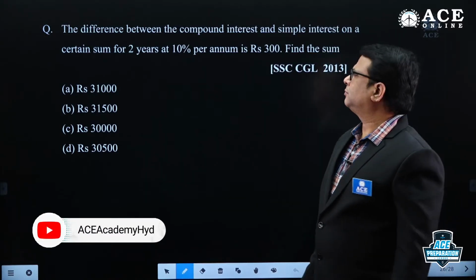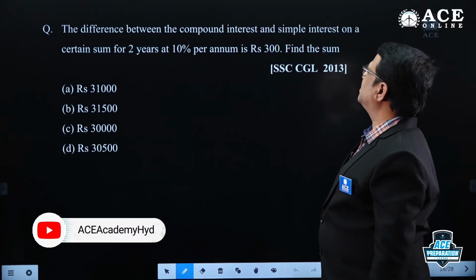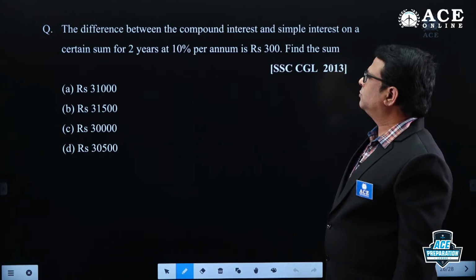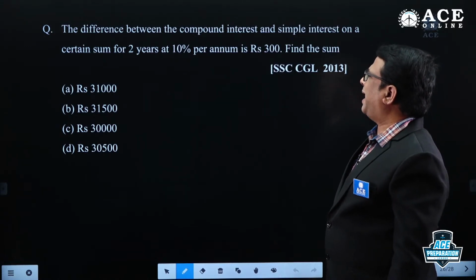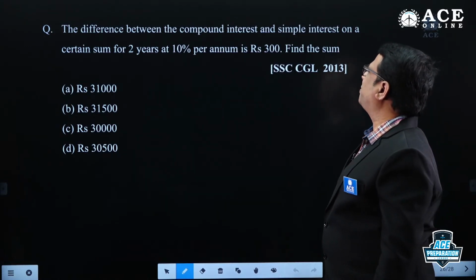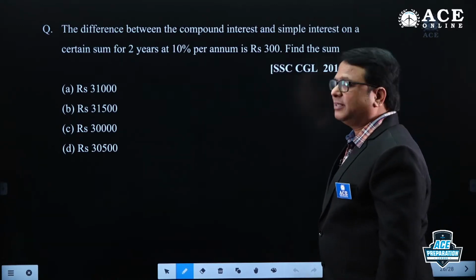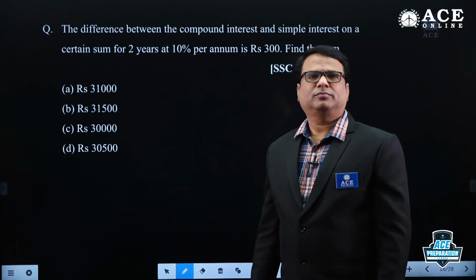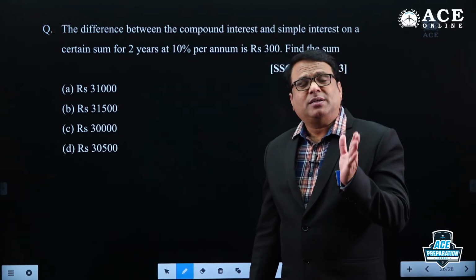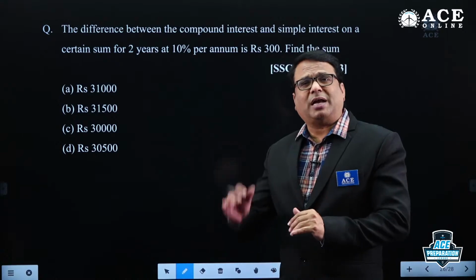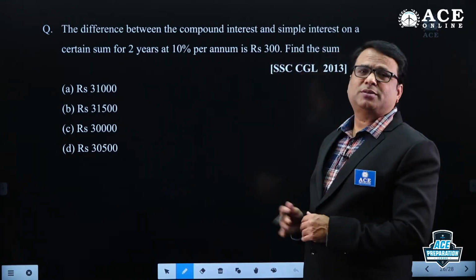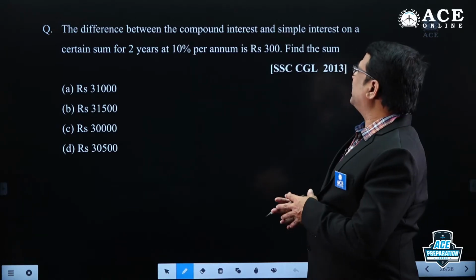The difference between the compound interest and simple interest on a certain sum for 2 years at 10% per annum is rupees 300. Find this sum. So what is the principal? It is not given. But the difference between simple interest for 2 years and compound interest for 2 years is 300 rupees. Okay, then what is this sum?